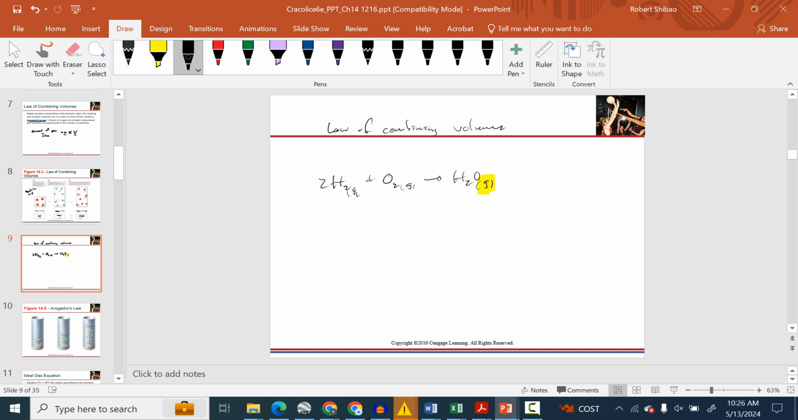Eventually we go to liquid. I'll just do it like this. Eventually the water cools down to H2O liquid. But the law of combining volumes says this: if I take 2 liters of hydrogen, how many liters of oxygen will I need? 1 liter. And how many liters of H2O gas will I form?